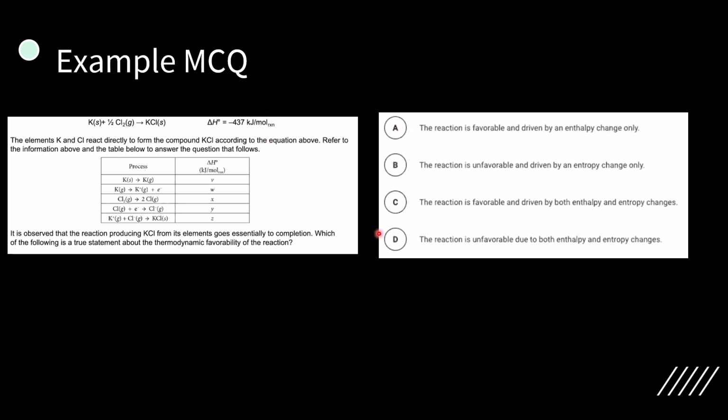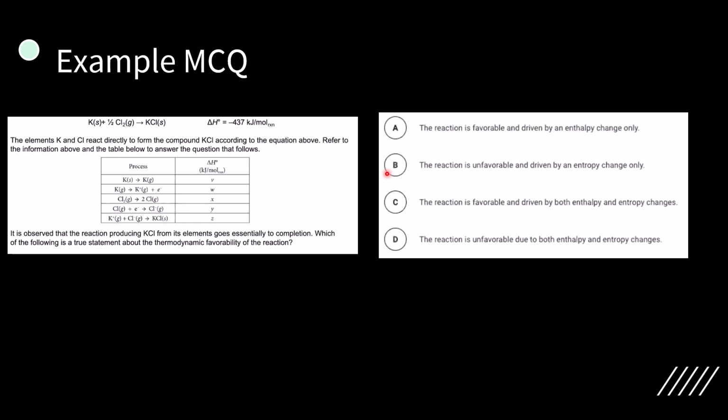So we need to look for an answer choice that tells us that. A: the reaction is favorable and driven by the enthalpy change only. That is true. Our delta H is the only favorable one here, and that's driving the reaction to completion. But let's double check the rest of them to make sure they're wrong. The reaction is unfavorable and driven by entropy change only. It's not unfavorable, it's favorable, it's going to completion, so that one's wrong. The reaction is favorable and driven by both enthalpy and entropy changes. Well, our entropy change is negative, so it's not driven by that. That's unfavorable, so that one's not right.